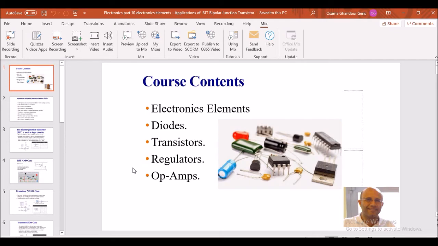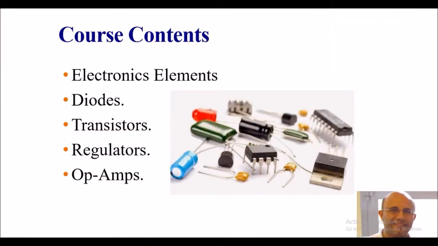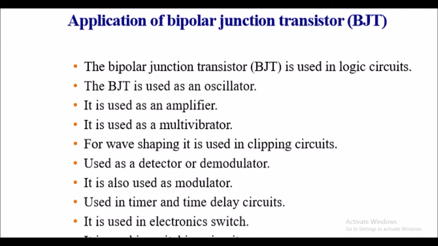Continuing the electronics course, we speak about applications of the bipolar junction transistor. There are many applications. The bipolar junction transistor, BJT, is used in logic circuits, as we showed before. It is also used as an oscillator.